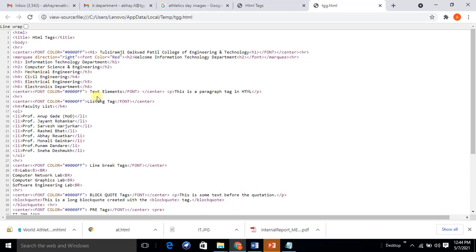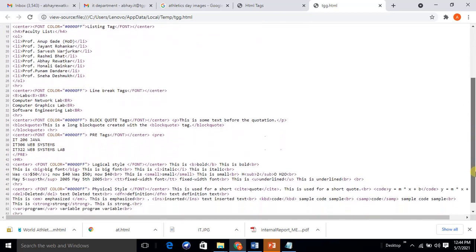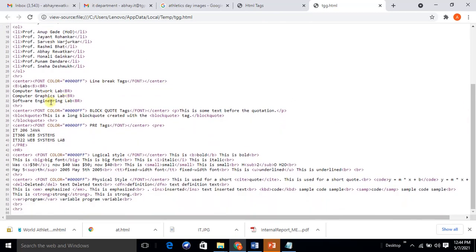Now again we have used the paragraph tag. Then the listing tags. We know the OL tag here, under which we have used different types of faculty entries. After that we have closed the OL tag. Then the center tag and the break line tag. Network lab, graphics lab, engineering lab: three labs here, and we have broken the lines. After the computer lab, on the next line we find computer graphics lab, software engineering lab. So these are the three lines.